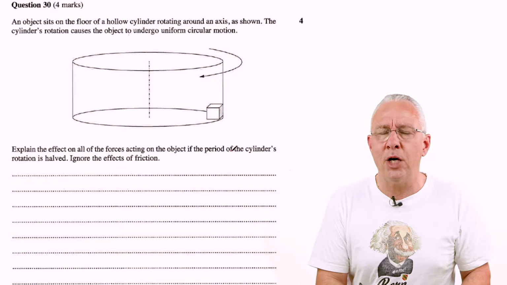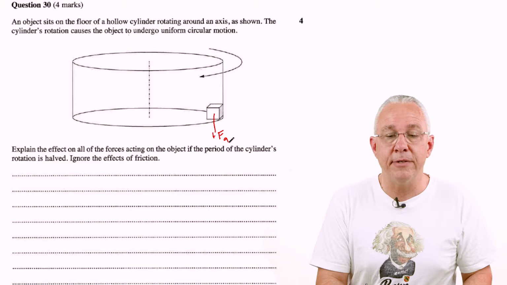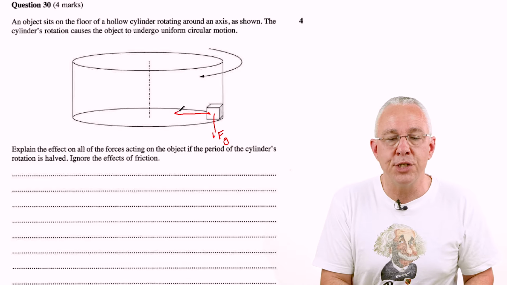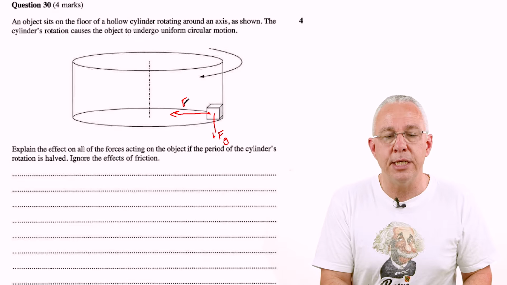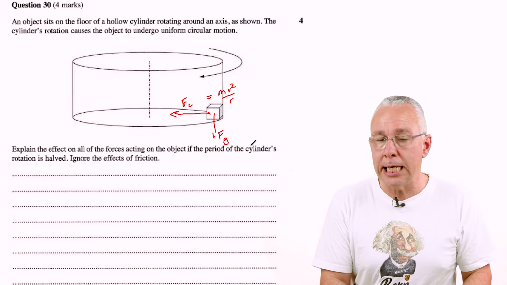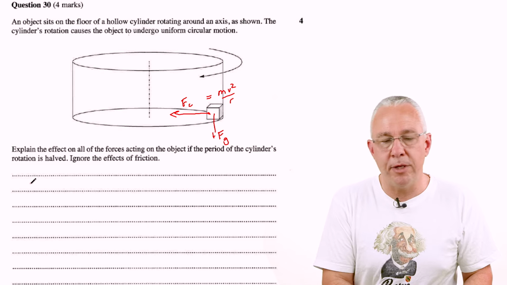So really the only forces we can be talking about are the two forces: the gravitational force acting down on the floor, and then of course the force acting inwards, which is the centripetal force, and the centripetal force is equal to mv squared over r. Now it says explain the effect on all the forces acting on the object if the period of the cylinder's rotation is halved. Well, let's start with the period, shall we?